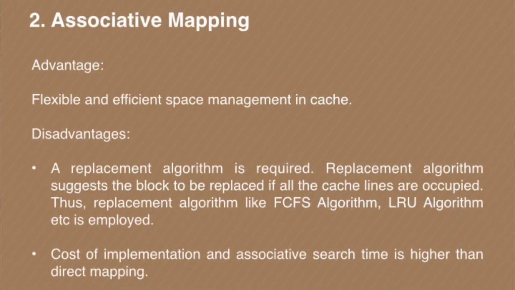Let us see the advantages and the disadvantages of using associative mapping. It is a very flexible method and it provides efficient space management in cache memory. Disadvantages include that a replacement algorithm is required. It suggests the block to be replaced if all the cache lines are occupied. We can use algorithms like first come first serve, that is FCFS algorithm, or least recently used, that is LRU algorithm, for this. Cost of implementation and associative search time is higher in the case of associative mapping.